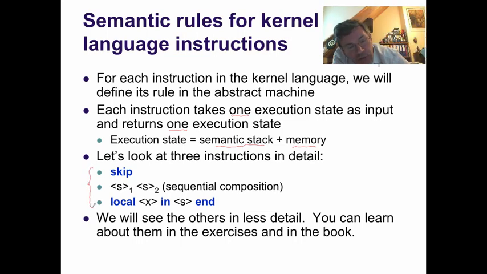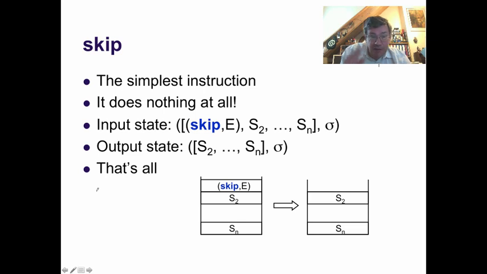We're going to take a look at three instructions in detail: the skip, the sequential composition, and the local. The others we'll see in less detail. You can look at them in the exercises and in the book. Let's start with the skip.